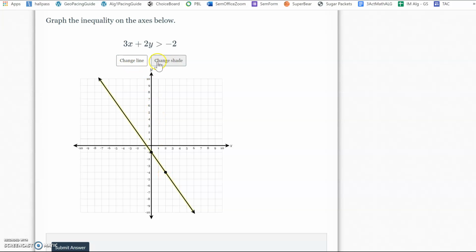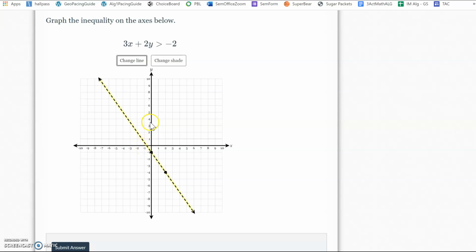But you see we have two things to consider. Should the line be solid or should it be dotted? Now in class, we will learn that you leave the line solid when you have a greater than or equal to or a less than or equal to. This time it's just a greater than. So we need to change this to a dotted line. And the reason why is because the solution is not a part of the line itself. It's everything greater than the line itself.